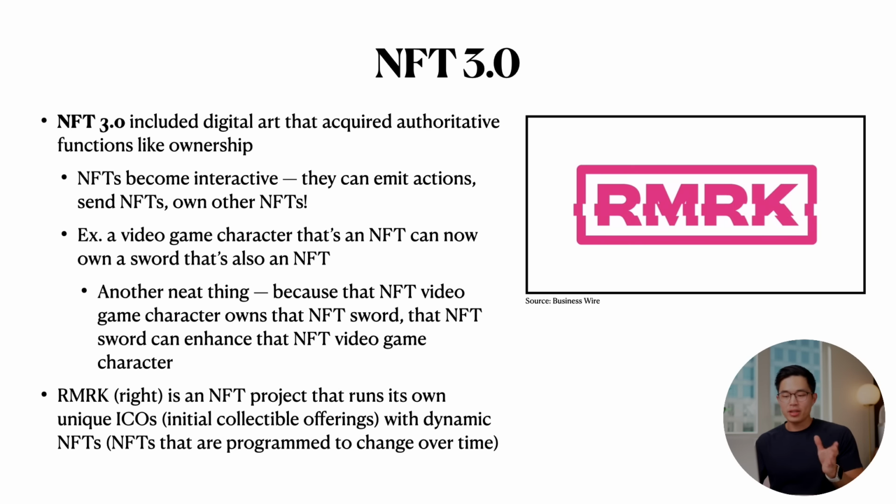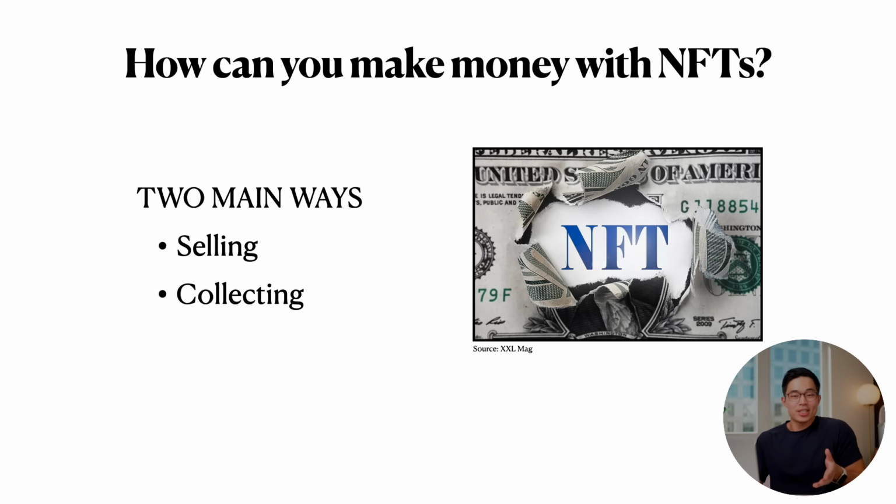So an example of an NFT 3.0 project is RMRK, which runs its own unique ICOs or initial collectible offerings. And these ICOs, they carry dynamic NFTs or NFTs that are programmed to change over time. So yeah, looking at this, I know it's really complicated, like I said, but it's just really crazy how far NFTs have come.